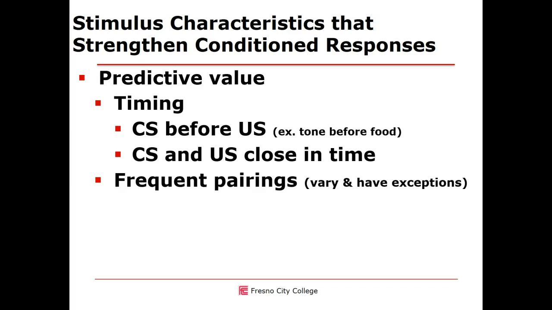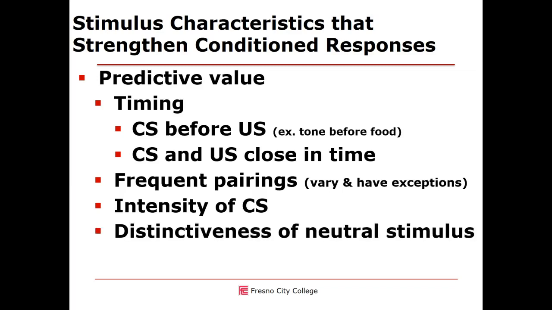The intensity of the conditioned stimulus makes a difference. Pavlov's dogs needed to notice the metronome sound. The sound needed to be intense enough to go from neutral to conditioned. The distinctiveness of the neutral stimulus will also make a difference. If Pavlov's dogs were exposed to lots of ticking noises in the lab at various times, then the ticking of the metronome might not be distinct enough to become a conditioned stimulus.